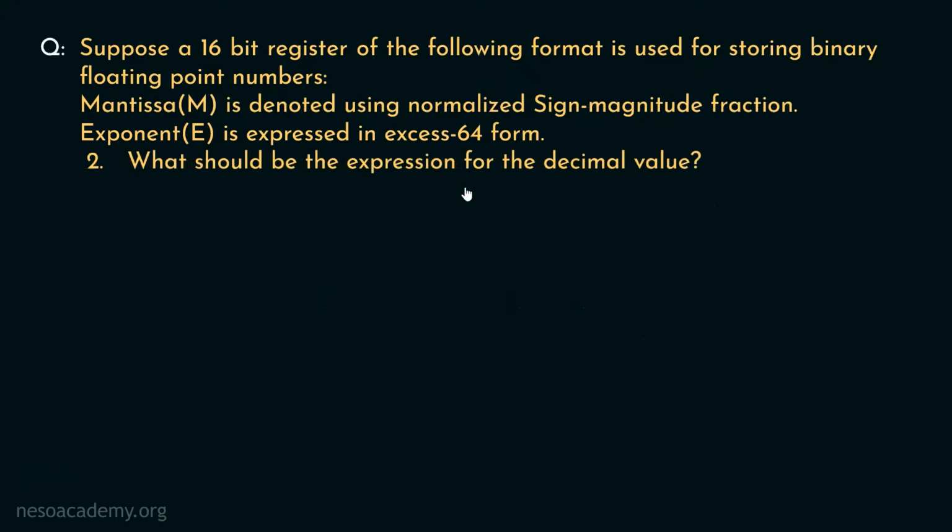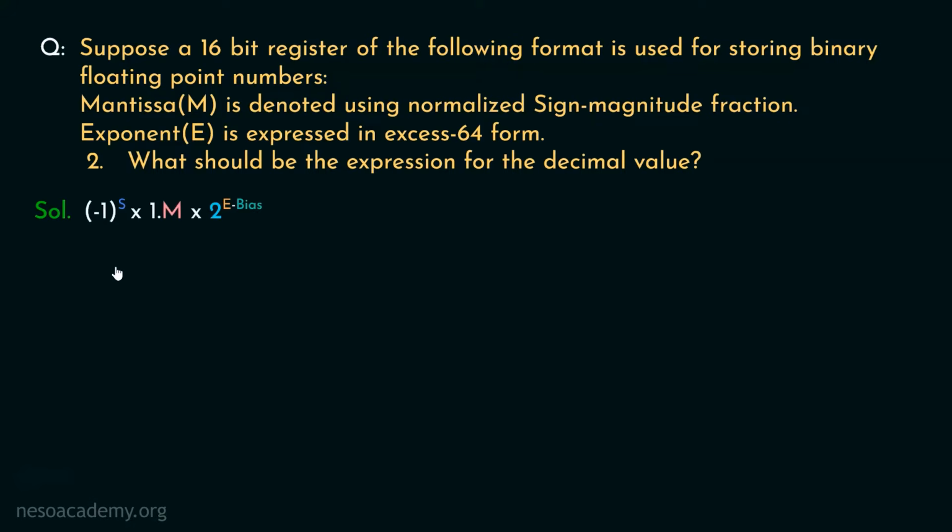What should be the expression for the decimal value? Basically, we are trying to figure out the formula using which we can convert the data stored inside the 16-bit register back to decimal. So let's try to solve it. Now honestly, in our previous sessions, we have already seen that there are 2 different ways we can perform the normalization. One is explicit normalization and another one is implicit normalization. And we also have learned that the implicit normalization form is more precise than the explicit normalization form. And since nothing has been mentioned in here, we can rightfully assume that implicit normalization is being used.